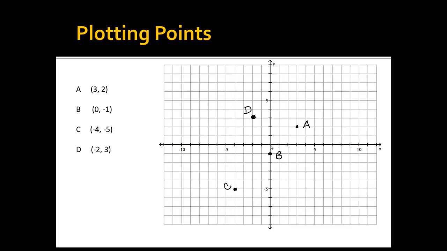The next point is point C, and it has an x-coordinate of -4, so I move left 4 units to -4. From that point, I go down 5 units to -5, and I put a point, and that's point C. Finally, point D, I move left 2 units to -2. From there, I go up 3 units, and that's point D. So that's just a simple review of plotting points.